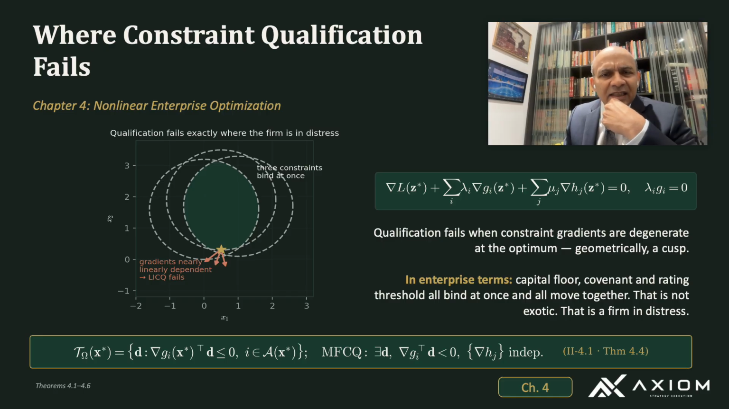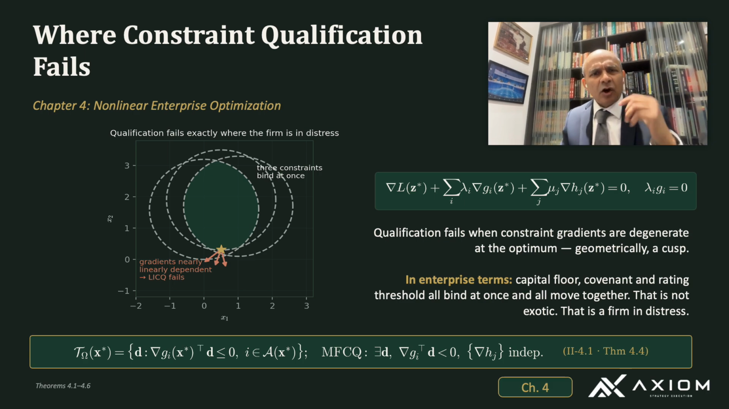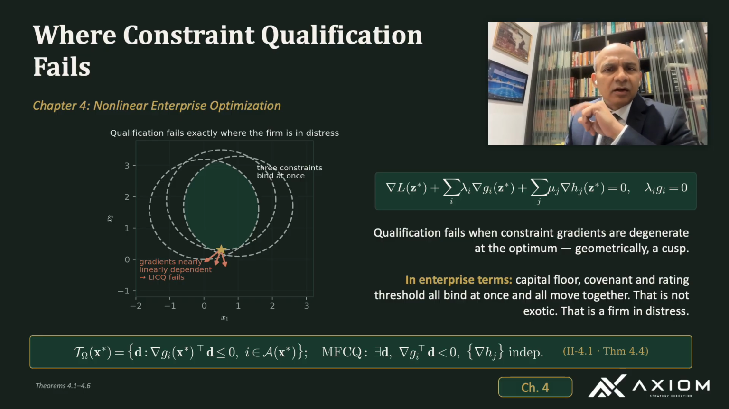Mangasarian, Fromovitz, as well as Slater. The Mangasarian-Fromovitz constraint qualification, MFCQ, is a weaker regularity condition than LICQ that ensures that active constraints meet in a sufficiently non-degenerate way for KKT theory to work. So in nonlinear enterprise optimization, every qualified local optimum satisfies the KKT conditions, but KKT alone does not prove optimality unless supported by convexity or appropriate second order conditions.